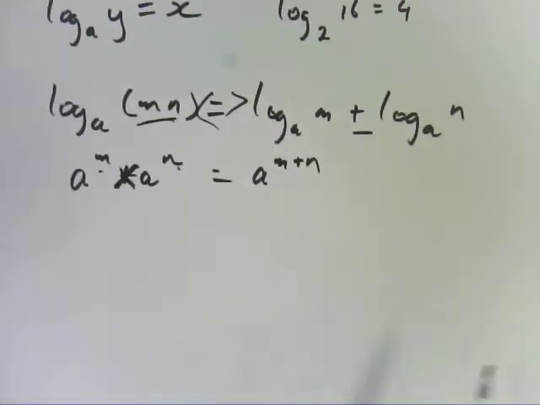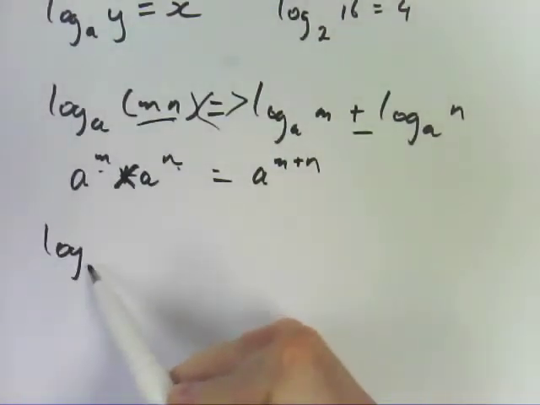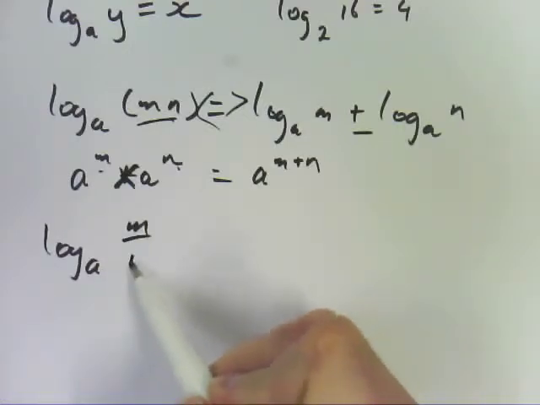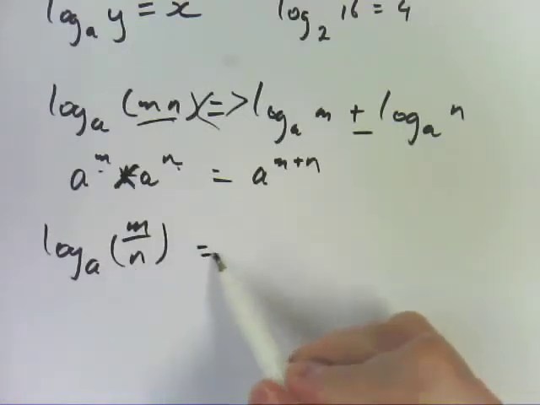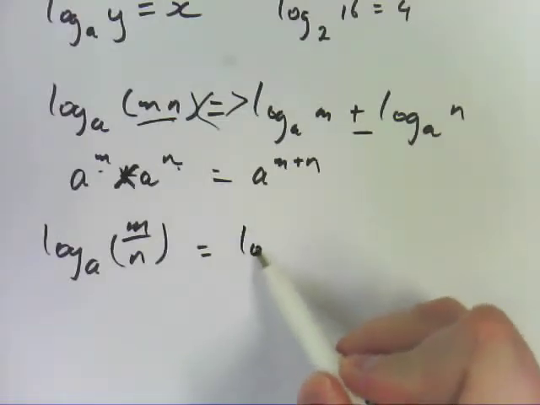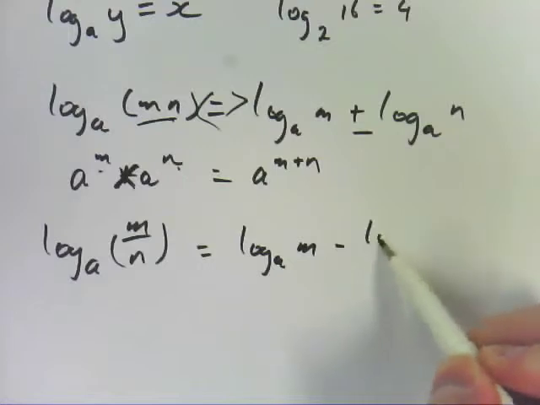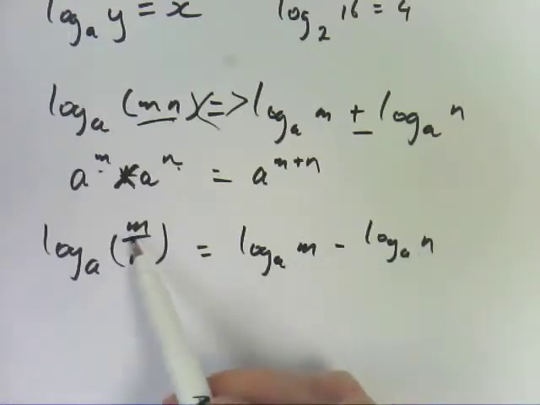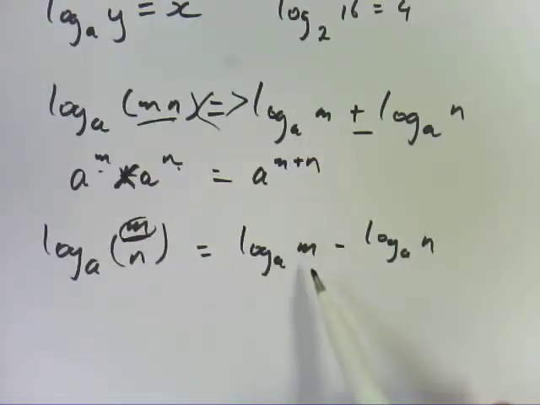So if we're doing log a of m divided by n, what do you think that's going to be? Given our index laws, you subtract them. Spot on. So log a m minus log a n, with the m being the first one, so the top one is the one you subtract from. Again, that ties into our other index law.